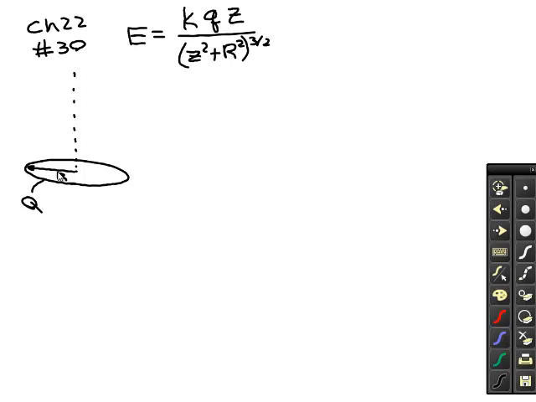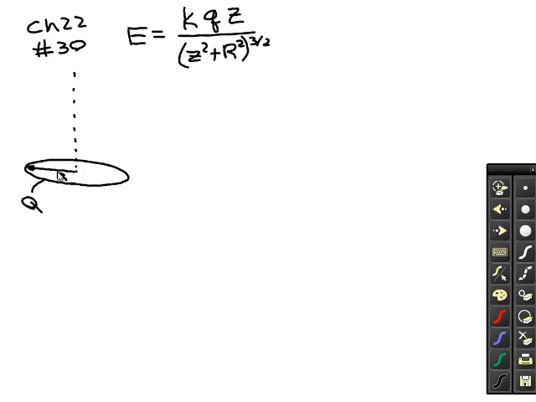0. Yep. If you're sitting at the center of the ring, physically it makes sense that it's 0. Mathematically it makes sense that it's 0. What if Z is infinite? What kind of electric field are we looking at? 0. Because we're infinite distance away. I mean, it can't reach us. If you get far enough away, it looks like a point charge. You get far enough away from a point charge, and you don't notice it.